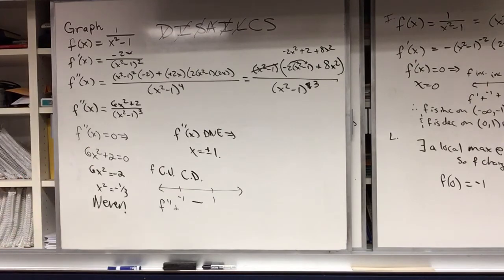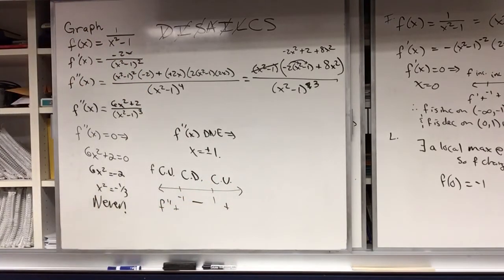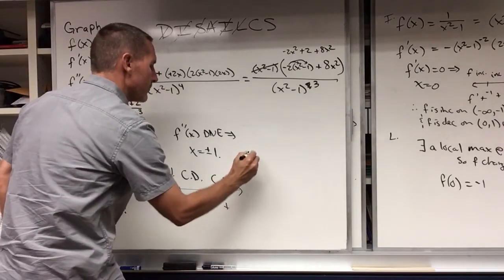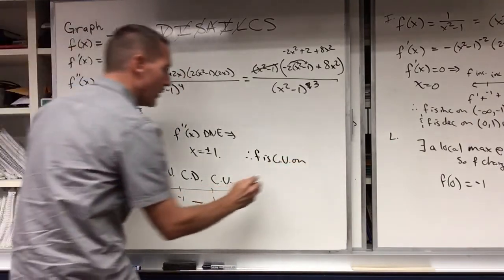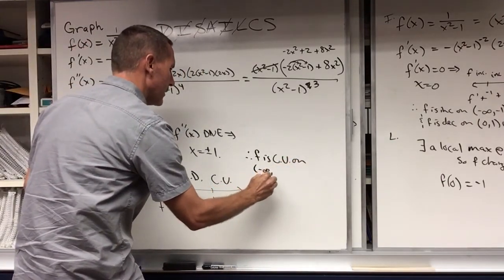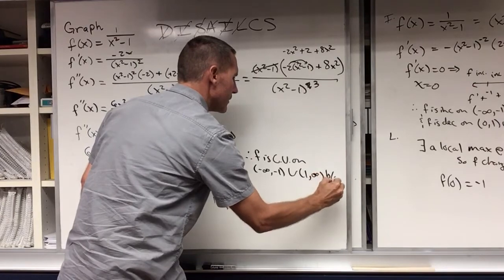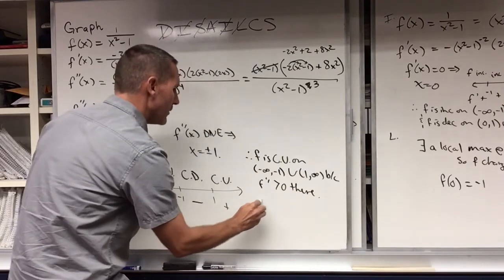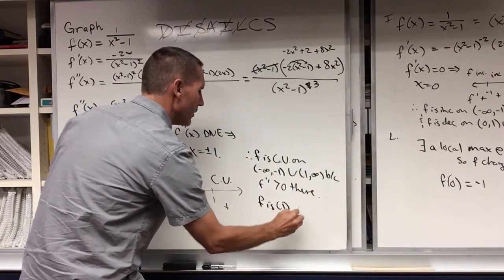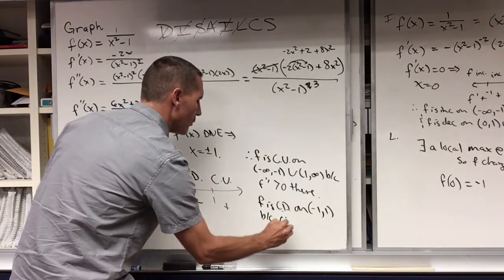I plug in something greater than 1, like 5, everything's positive for the second derivative, which means that f is going to be concave up. Therefore, f is concave up on the intervals from negative infinity to negative 1, union 1 to infinity, because f double prime is greater than 0 there. I also have that f is concave down on the interval from negative 1 to 1, because f double prime is less than 0 there.